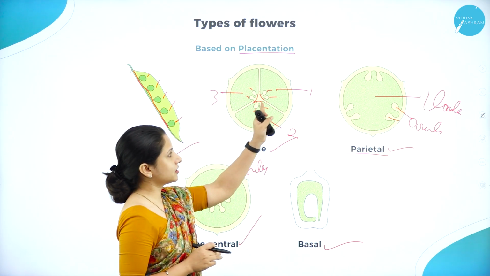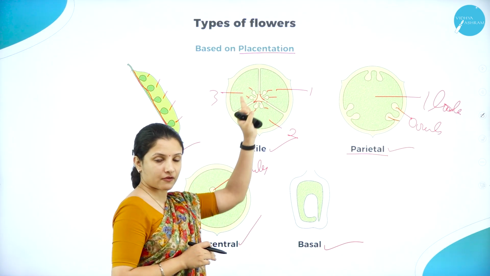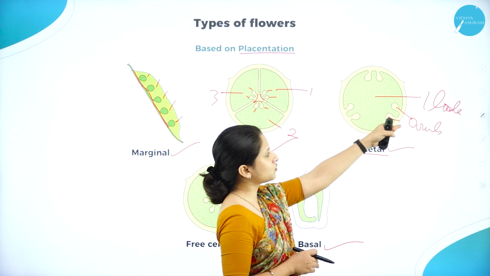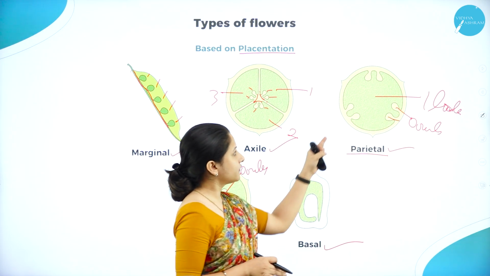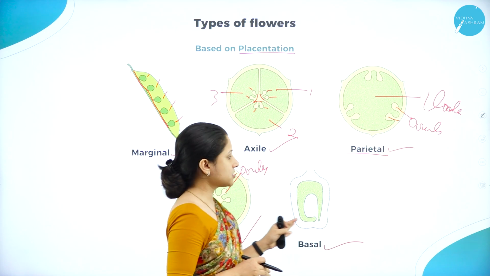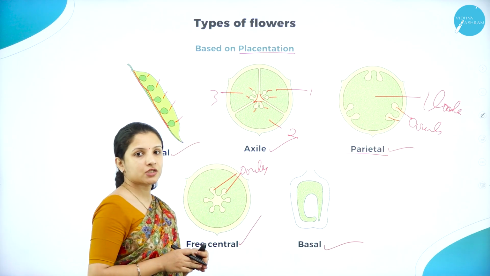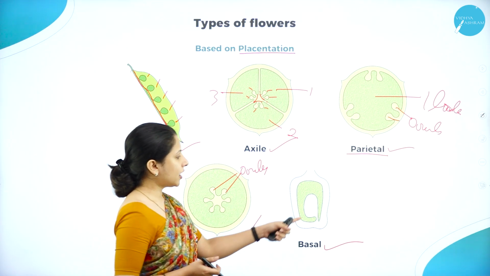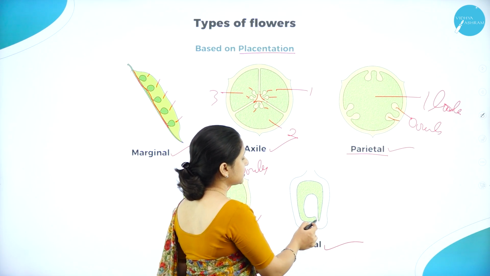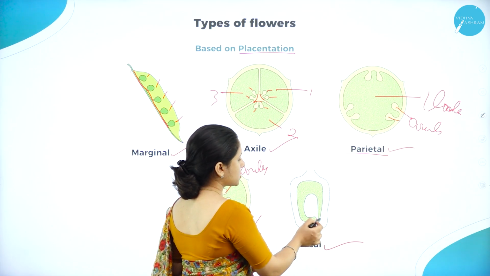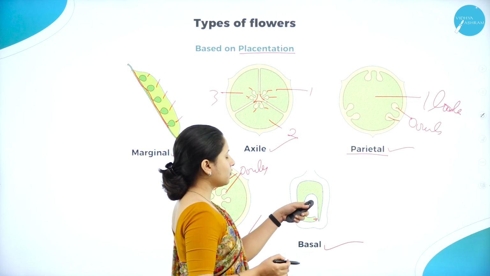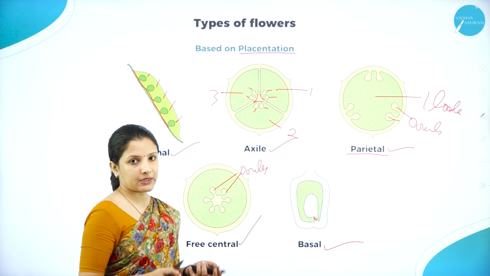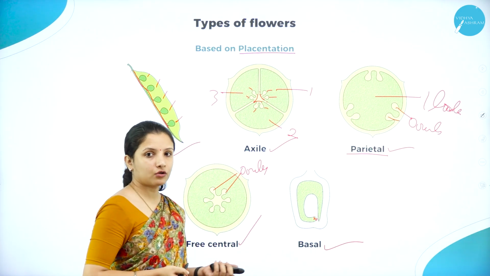So in this, the placenta is holding the ovules in the axis of each of the locule, therefore axial placentation. Here the placenta is holding the ovules towards the periphery of the ovary, therefore it is parietal placentation. Next, moving on to basal placentation. Basal placentation is usually seen in the monocotyledons. So here one ovule is located at the base of the ovary. That is why it is called basal placentation and it is usually seen in the monocotyledonous plants.